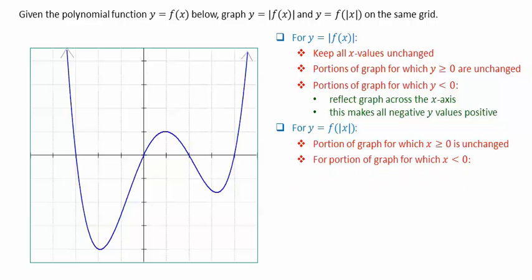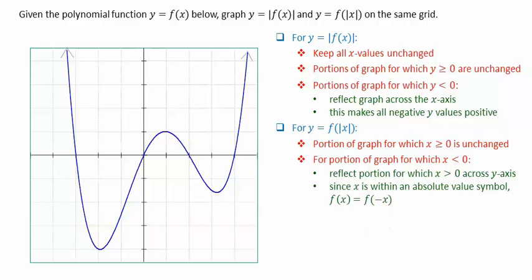For the portion of the graph for which x is negative, this is to the left of the y-axis, reflect the portion for which x is greater than 0 across the y-axis. Since x is within an absolute value symbol, f of x should then equal f of negative x. This means that the y-axis corresponds to an axis of symmetry for this graph.